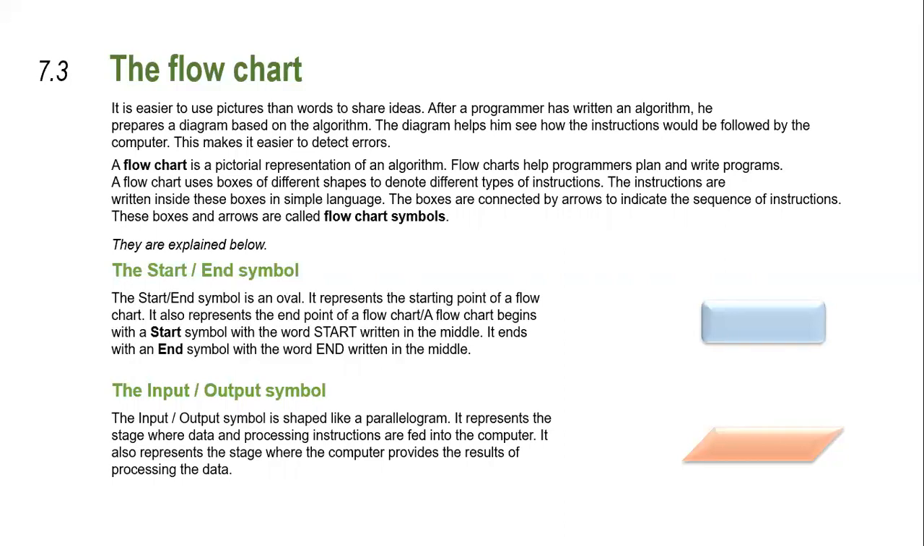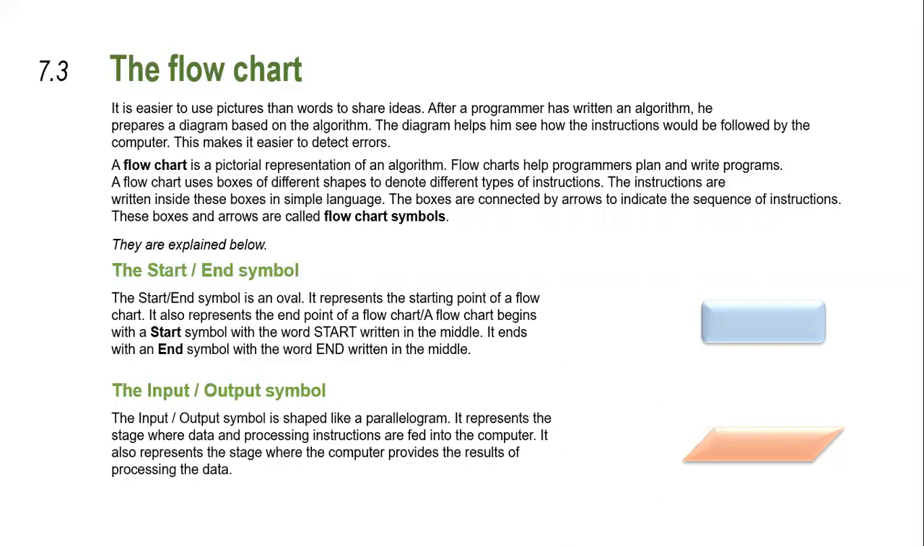As discussed previously, first you are going to write an algorithm, step-by-step instructions, and then you need to draw the flowchart, which is a pictorial representation of the algorithm you have written, which we have discussed right now, adding two numbers. Before that, you should know that flowcharts help programmers plan and write programs.